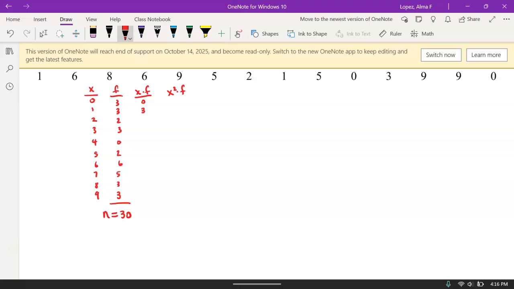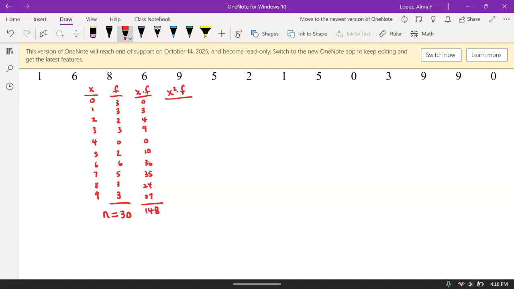The X times F column will be just each X times its corresponding frequency. So we'll get 0, 3, 4, 9, 0, 10, 36, and again, feel free to pause the video and build these on your own. 24 and 27. The total of that column is 148.